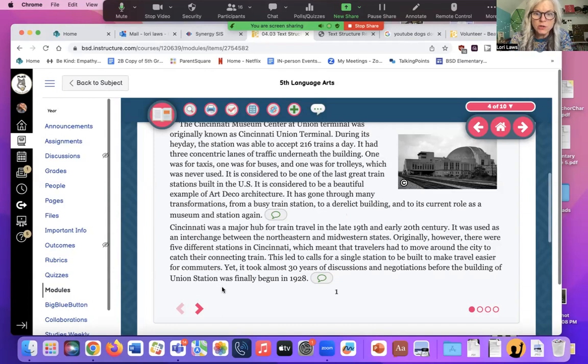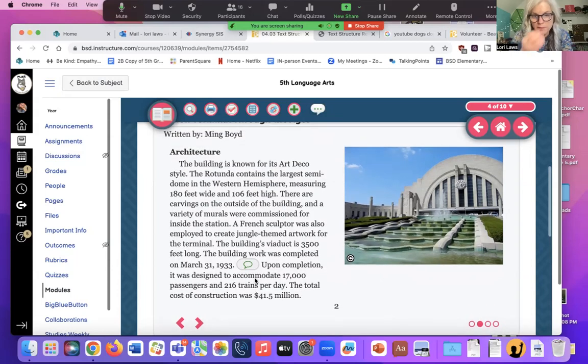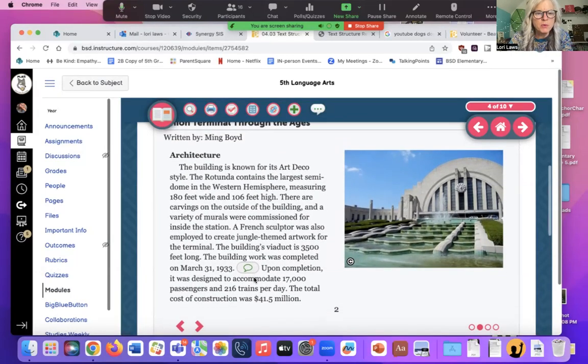Yet it took almost 30 years of discussions and negotiation before building Union Station was finally begun in 1928. That sounds like how we're building that bridge between Oregon and Washington. We've been talking about it for almost 20 years. Union Terminal Through the Ages, written by Ming Boyd.